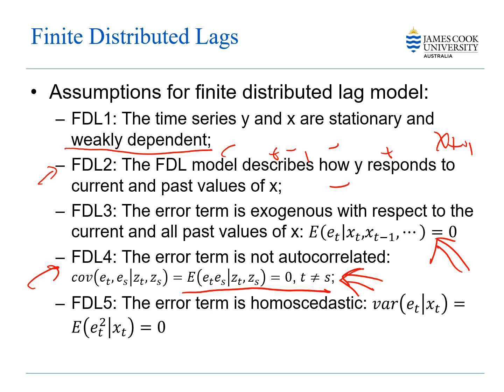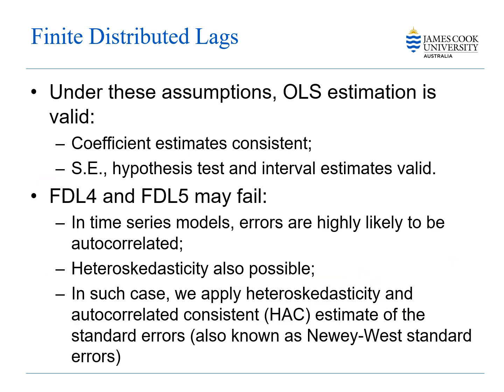And assumption 5, the error term is homoscedastic. The variance is sigma squared. Sigma squared is constant across time. Again, this can fail as well. Okay, under these assumptions, OLS estimation is valid. The coefficient estimates are consistent. Standard errors are correct. Hypothesis testing and interval estimates are valid.